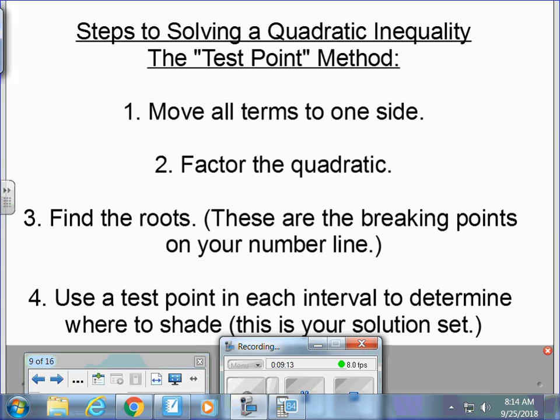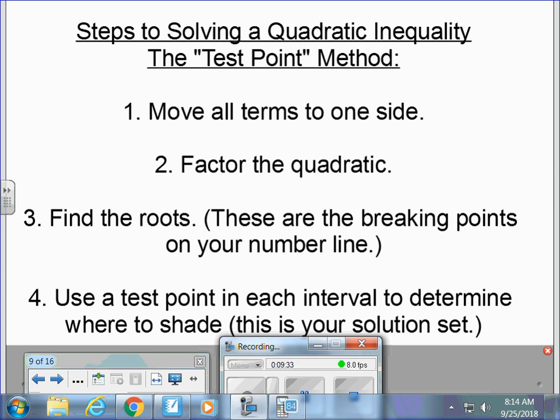Hello. We are going to talk about the 4 steps to using the test point method to graph on a one-dimensional number line. All day today we've been graphing on a coordinate plane with an x and a y axis. That's 2-dimensional. One-dimensional would be just a one-way number line. So that's where we're headed next.